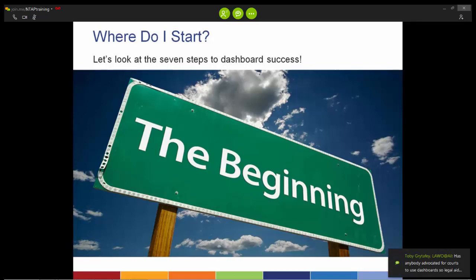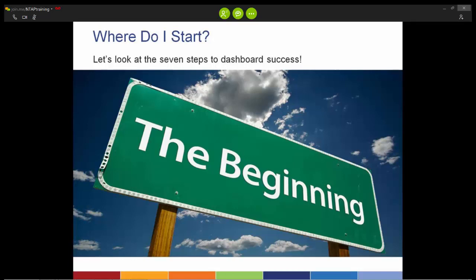Absolutely. Toby is asking a really interesting question. Has anybody advocated for courts to use dashboards so legal aid providers and the public can understand how well our courts are working? Interesting. Peter, Brian, do you know anything in this area? I know a gentleman who worked with the King County courts who was looking at doing something inside the courts to let people know what was going on. The project was still in its planning stages the last time I talked to him, though. I haven't heard of any such projects, but I think it would be awesome. Yes, clearly it would be awesome. The buy-in sounds like the challenge there, figuring out where the money is coming from and how to extend the courts. Fantastic.